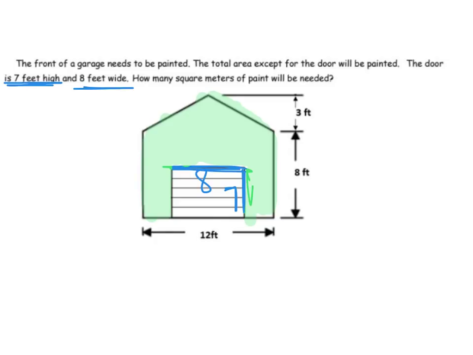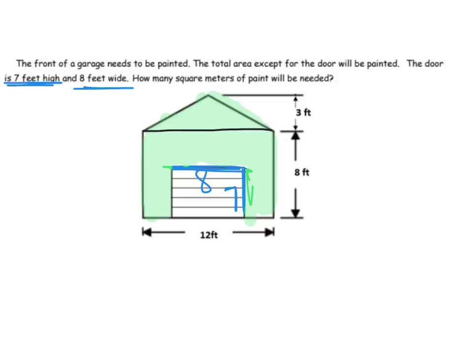Okay, so now we need to find the area of the shapes. Now, what do you notice about this shape? Is it only one shape? No, it's how many? There's 3 shapes. Okay, so 3 shapes.